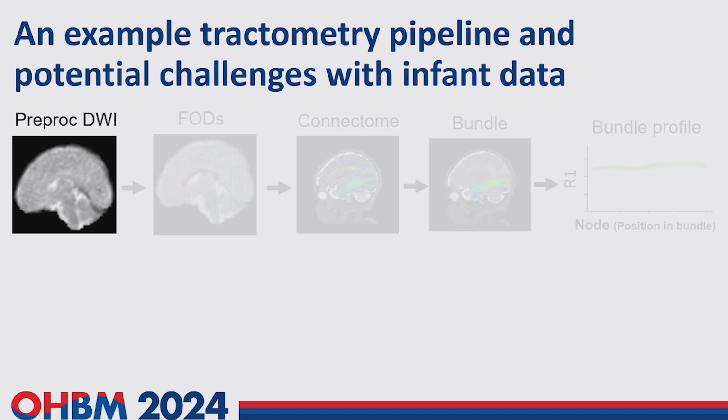The first step in this pipeline is to pre-process your diffusion data. As a minimum, this will usually include correcting for susceptibility-induced distortions, motion correction, and eddy current correction. And out of all of these steps, motion correction is one that is particularly challenging when it comes to infant data. Because, of course, we can't ask the infant to please lie still in the scanner. And even if we could, the same amount of motion will be more detrimental to data quality in infants because their brains are just so much smaller.